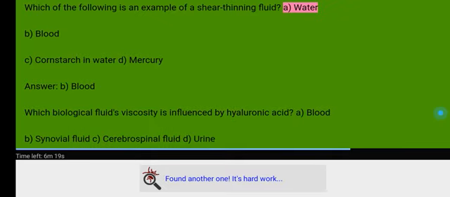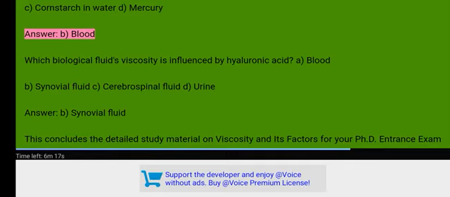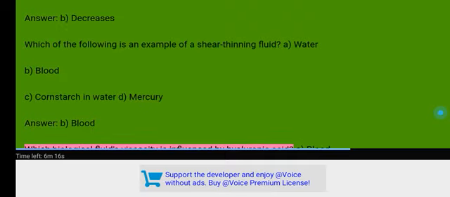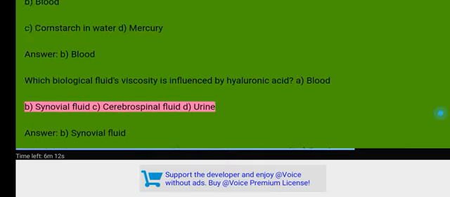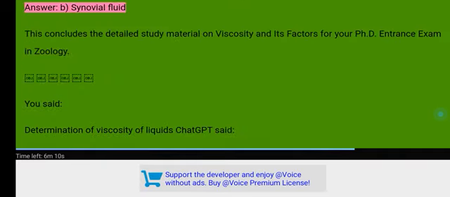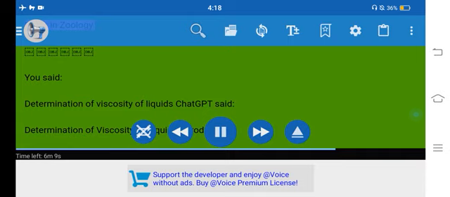Which of the following is an example of a shear thinning fluid? A. Water. B. Blood. C. Cornstarch in water. D. Mercury. Answer, B. Blood. Which biological fluid's viscosity is influenced by hyaluronic acid? A. Blood. B. Synovial fluid. C. Cerebrospinal fluid. D. Urine. Answer, B. Synovial fluid. This concludes the detailed study material on viscosity and its factors for your PhD entrance exam in zoology.